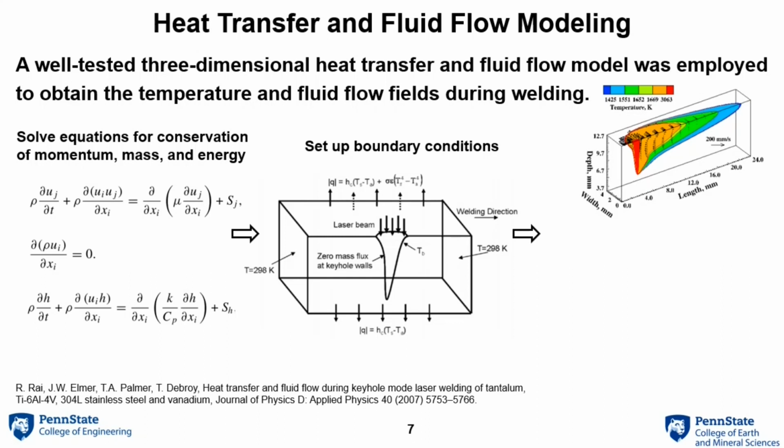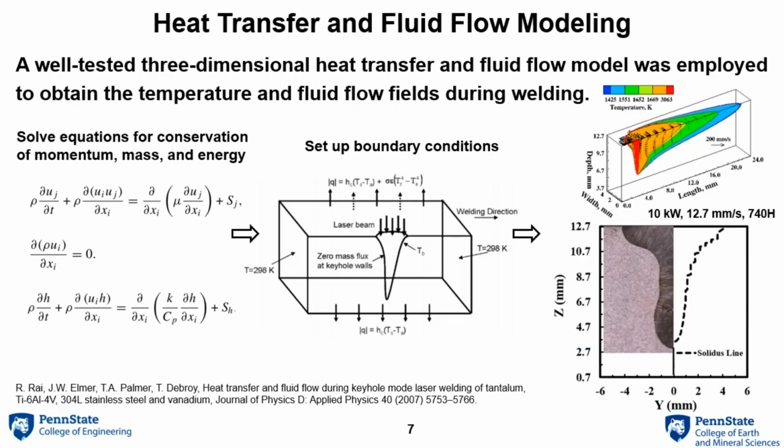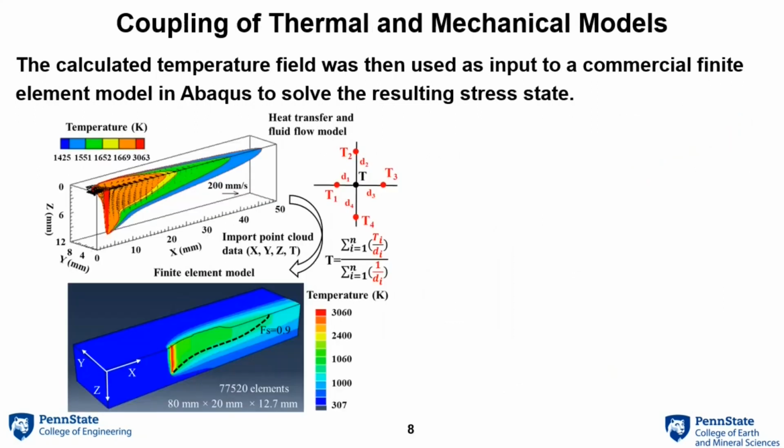To validate our model, we can also extract the cross-section from the model and compare it with the experimentally determined cross-section. And this type of matching indicates that our model is able to capture the overall weld geometry, and we can also extract some important process conditions such as the thermal histories and solidification conditions out of the model.